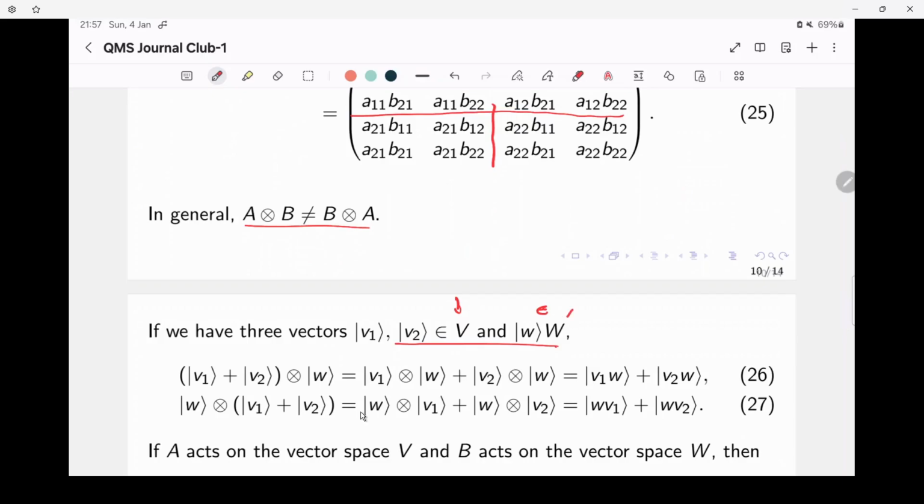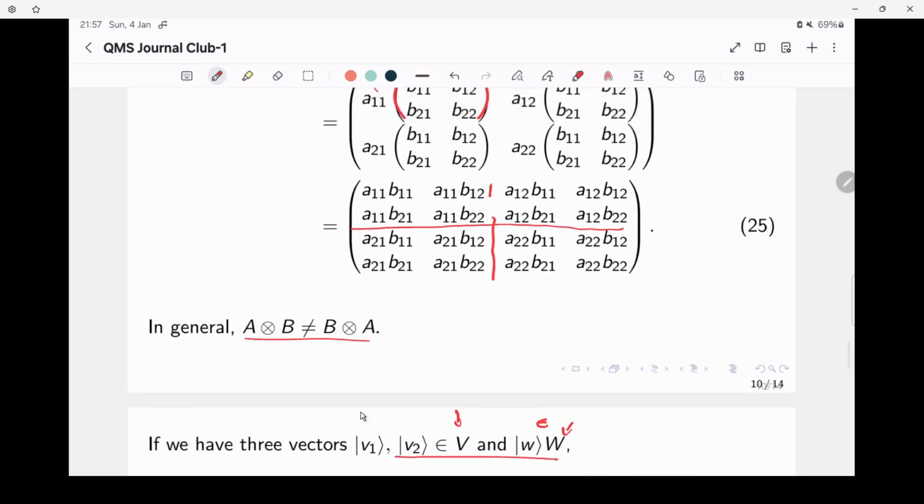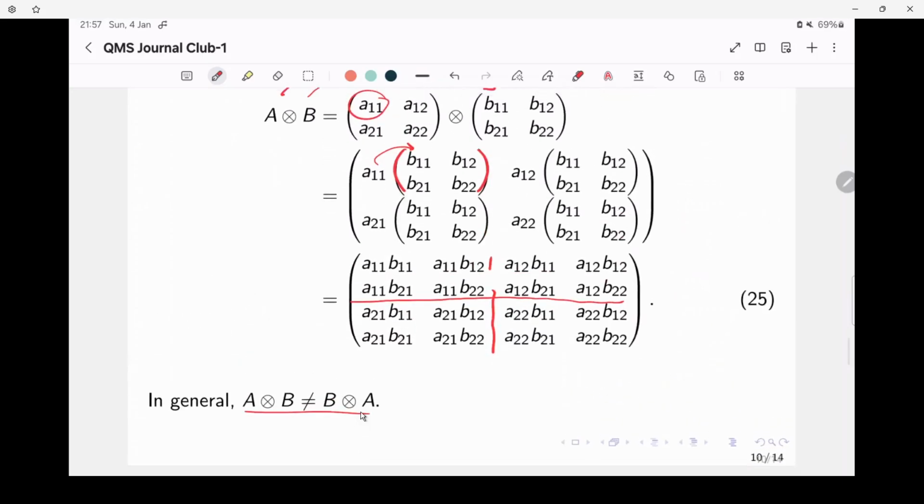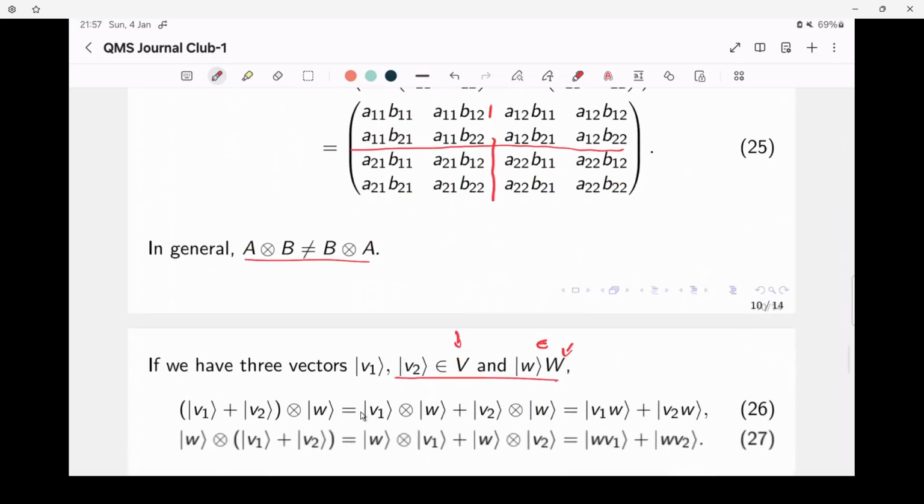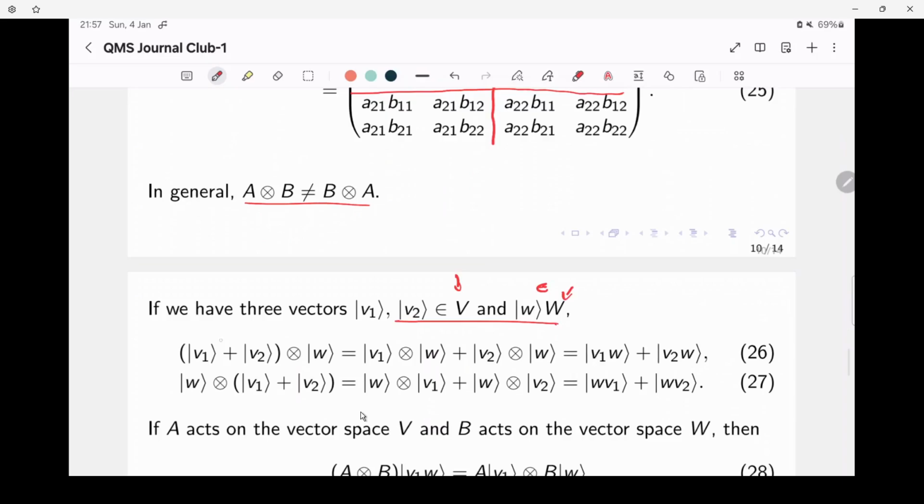the vector space W. So the way you perform the tensor product, just by looking at the vectors without expanding into the matrix representations, is very simple. You just assume that this is a multiplication, and the way you expand it is just like how you would do multiplication. So it's V1 tensor with W, V2 tensor with W. So this is how you would write it.